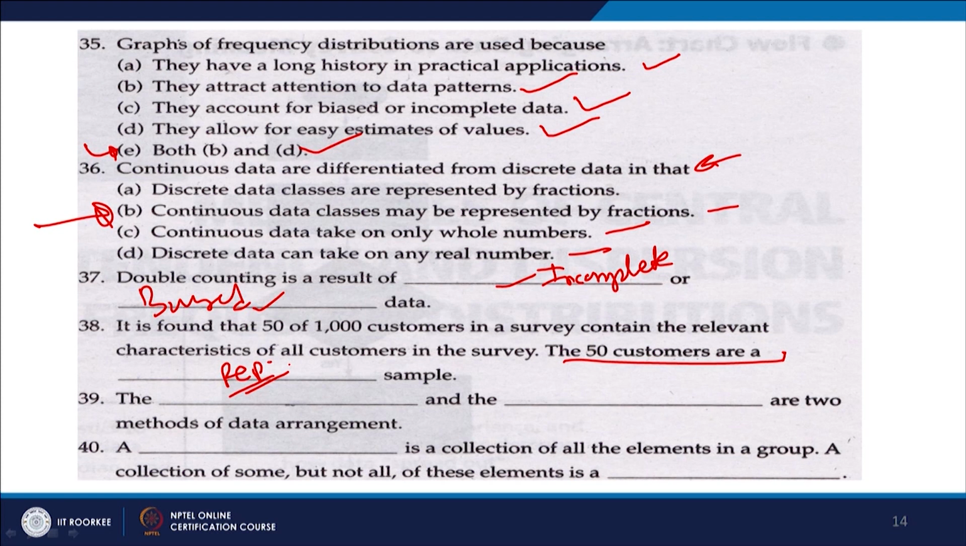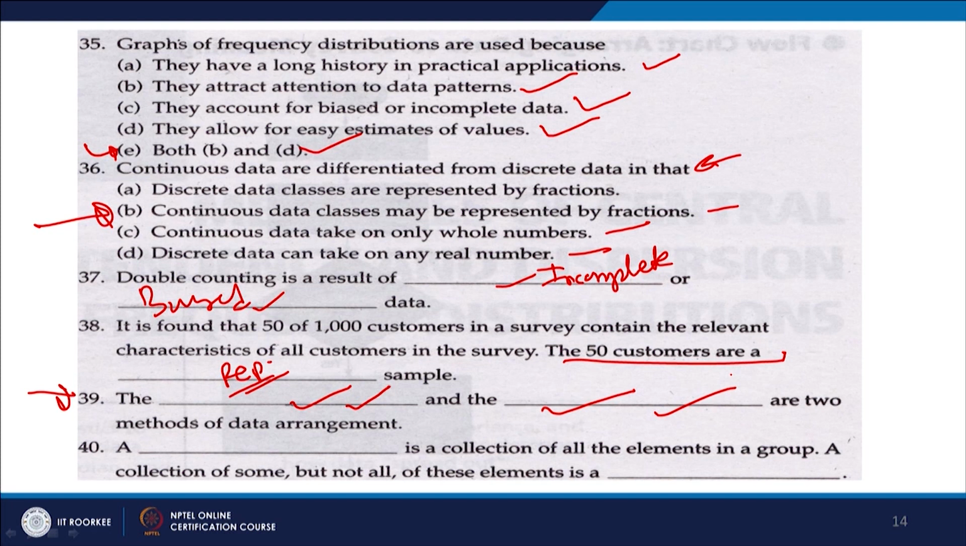39th, the dash and the dash are two methods of data arrangements. So, you can write several answers to this particular question. Let us say data array, frequency distribution, relative frequency distribution, ogive, right. So, you can have multiple answers, right.